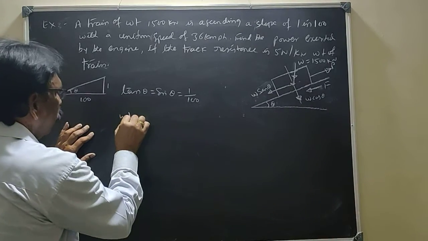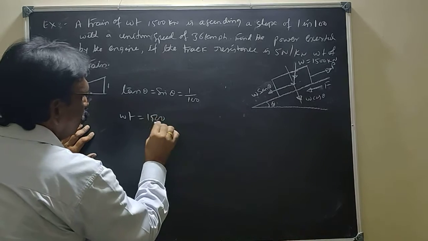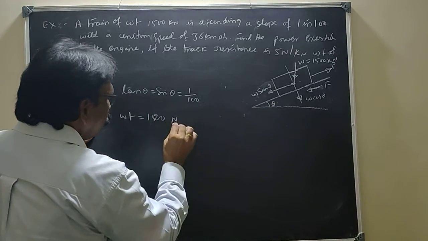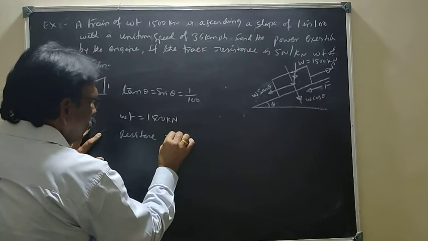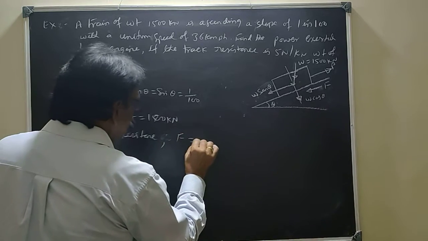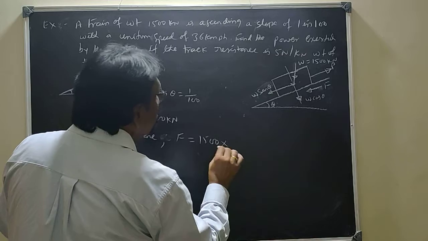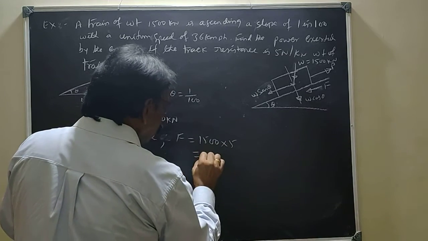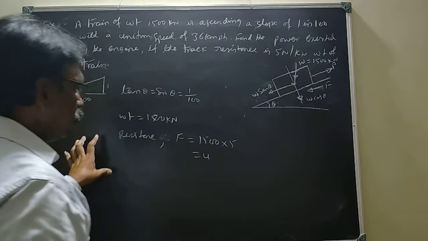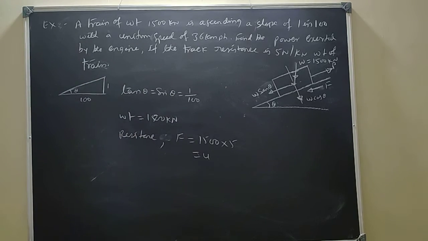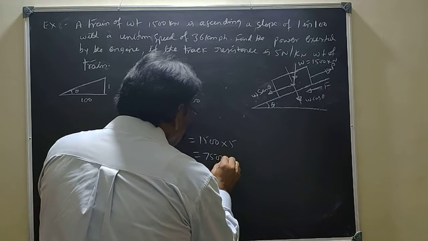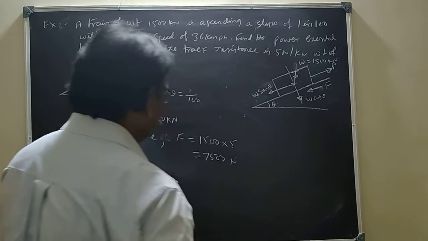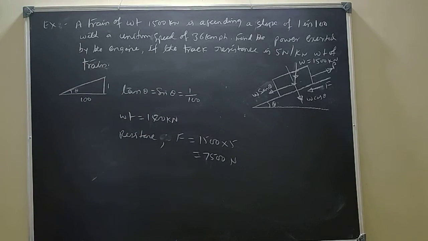So here, what are the things given? The weight of the train is equal to 1500 kilonewton. Therefore the resistance F is equal to 1500 multiplied by 5, that is equal to, not 4000, it is 7500 Newton. 7500 Newton is the frictional resistance.